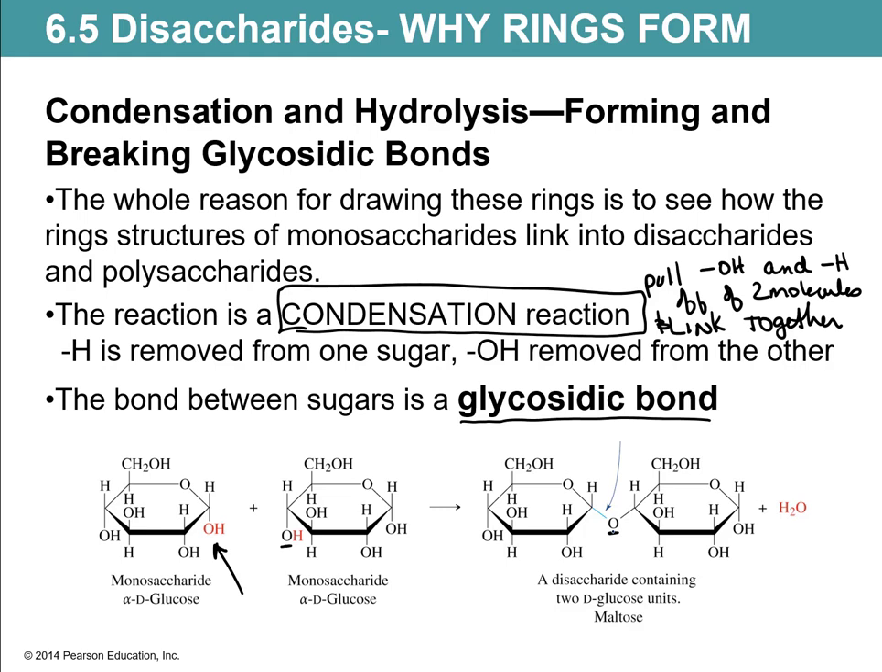Notice how the bond kind of makes this V. That always happens if you have an alpha sugar. See the OH sticks down? So when it forms the link, now they're both kind of pointing down. Your alpha linkages are typically this V kind of shape or appearance. And this makes maltose. This is the first disaccharide we're going to talk about. Maltose is what you find as a grain sugar. They call this a disaccharide because now it's two sugars.